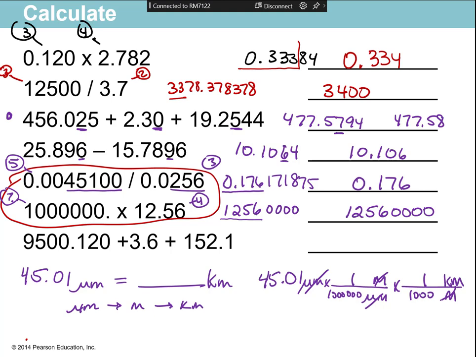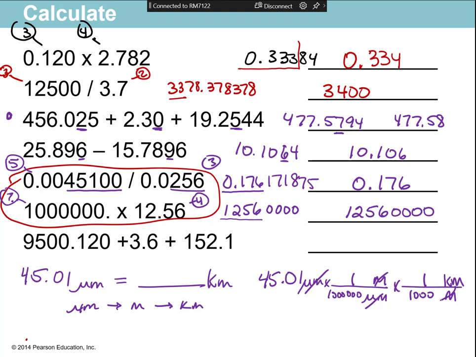So doing this math, what do you do? Divide by 1 million. You put in 45.01, right? Anything on the top, times 1 changes nothing. So you just put in 45.01, divide it by 1,000,000, and then divide it by 1,000. Everything across the top gets multiplied, and then divide by each thing in the bottom.